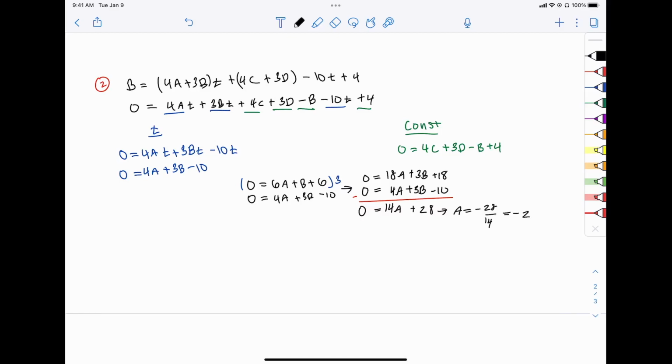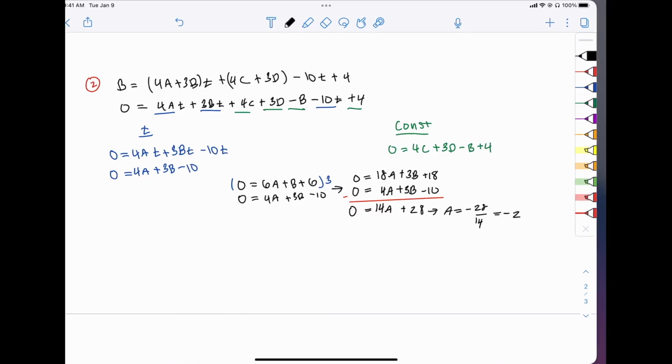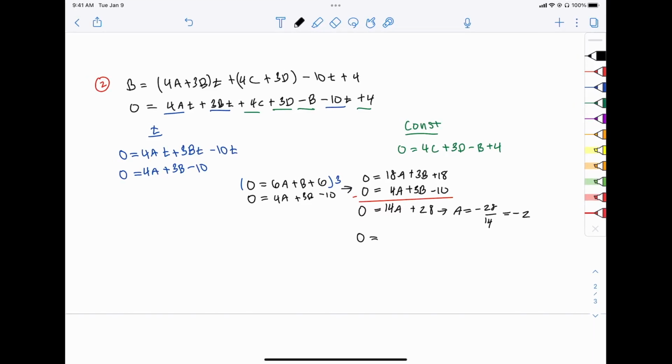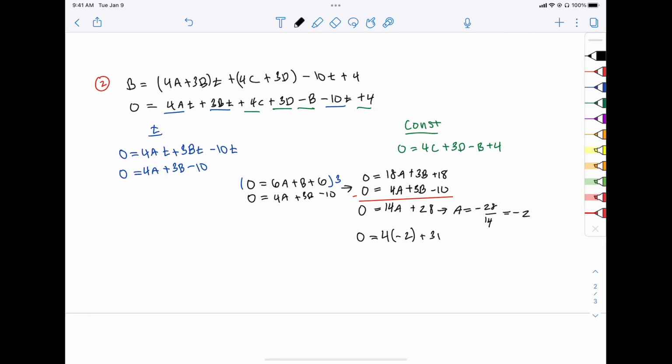Cool. Now we can plug that back into whichever one you want. I suppose we can plug it back into this one here. So we'll say that 0 equals 4 times negative 2 plus 3b minus 10, or that 10 equals negative 8 plus 3b, or that 18 equals 3b.